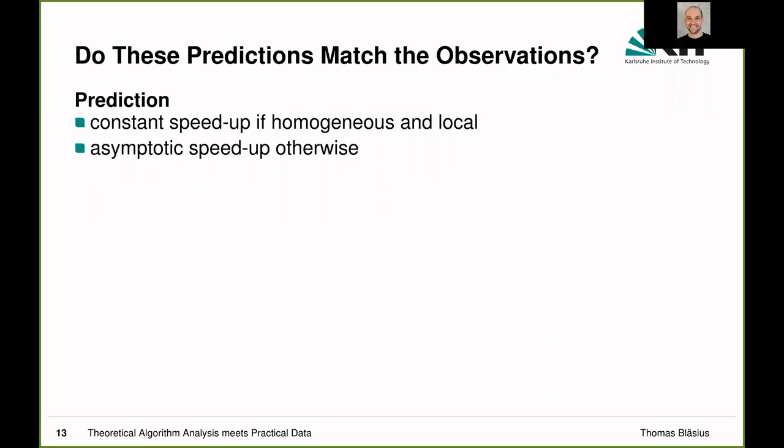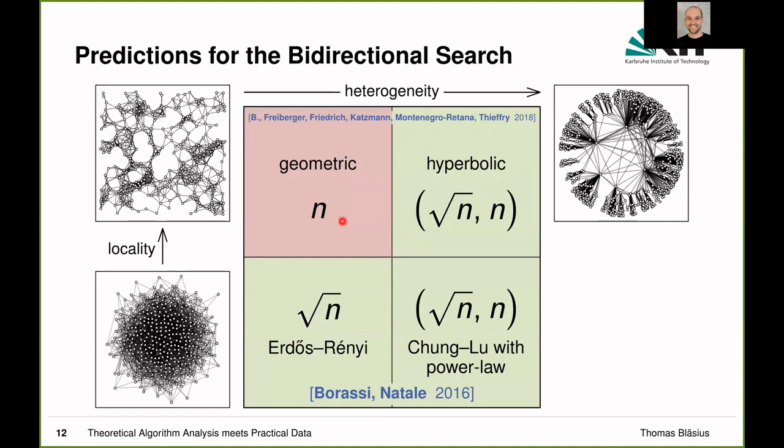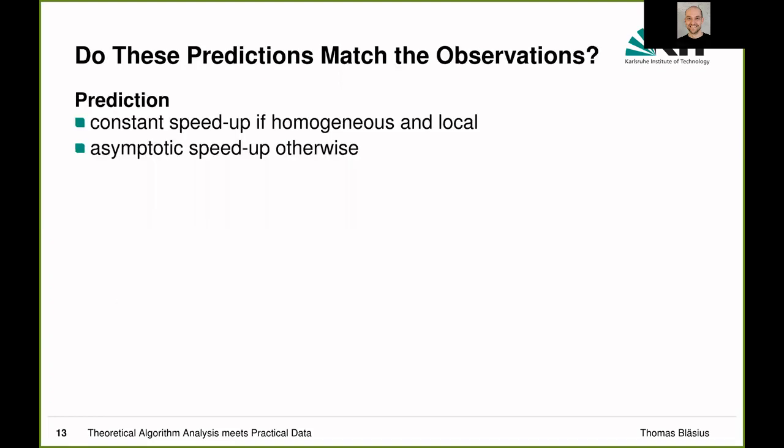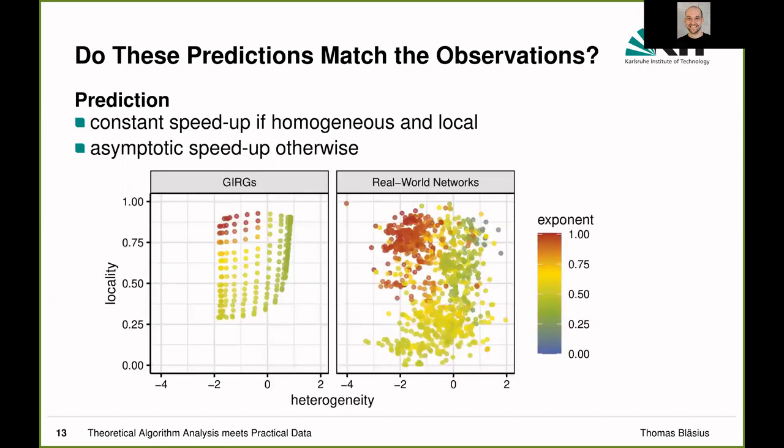So constant speedup if homogeneous and local, asymptotic speedup otherwise. Now, this is for these prototypical instances, right? My real world instances are not randomly generated. They are real world instances. So the question is, how does this generalize to real world instances? And I would say it generalizes quite well. And for that, I have a plot for you that hopefully convinces you that it generalizes quite nicely.